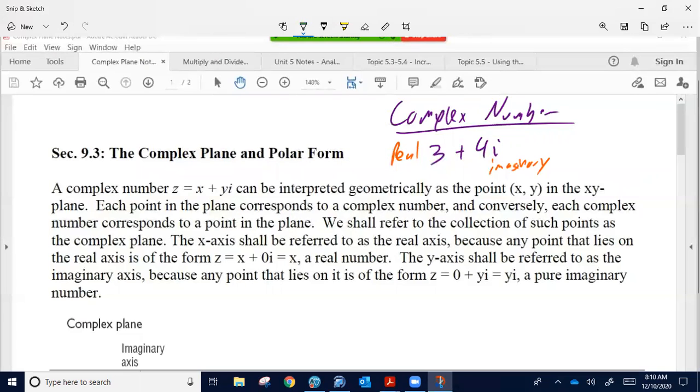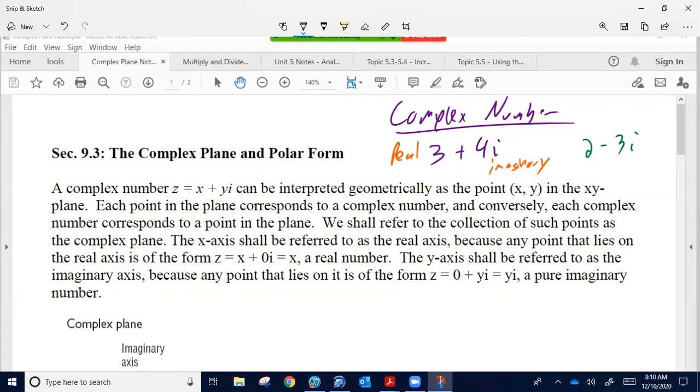We tend to put the real part first and the imaginary part second. So 2 minus 3i would be a complex number. Real number of 2, negative 3i, imaginary.